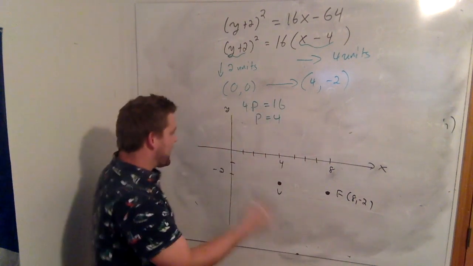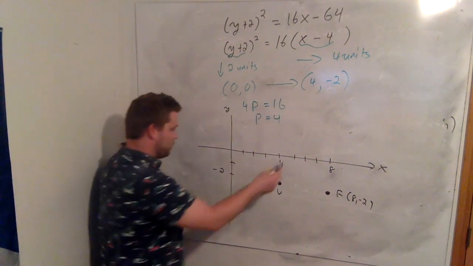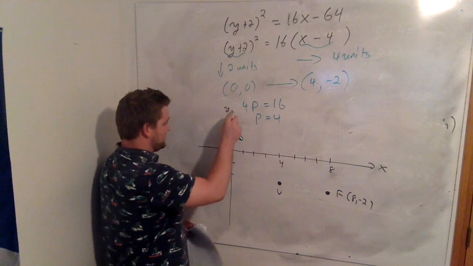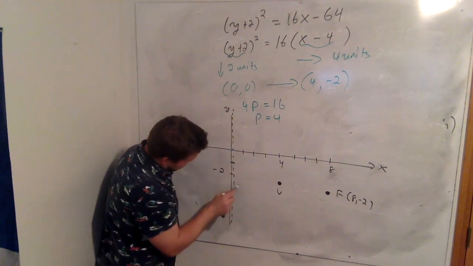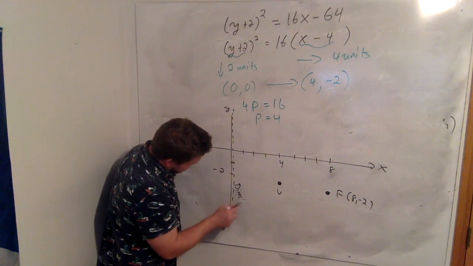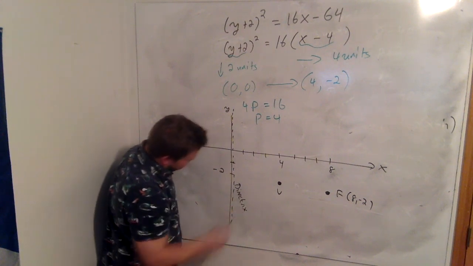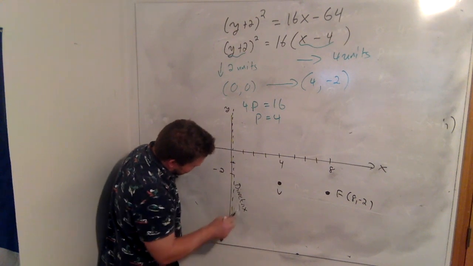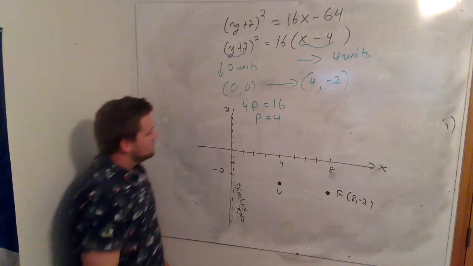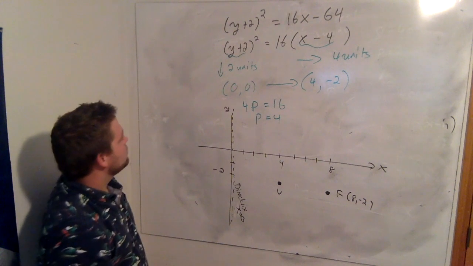Okay, we need to go backwards 4 to get to our directrix. If we go backwards 4, we're right on the y-axis. So this is the directrix, and it'll have equation, let's see, x equals 0.